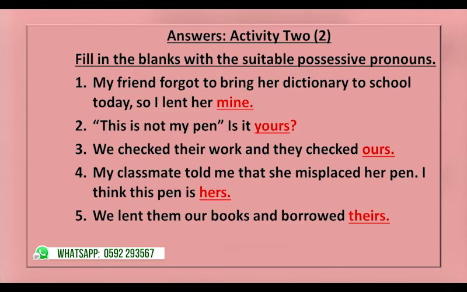We checked their work and they checked ours. The word ours is a possessive pronoun. My classmate told me that she misplaced her pen. I think this pen is hers. It belongs to somebody. Hers. Good. We lent them our books and borrowed theirs. So again, when we have words such as mine, yours, ours, hers, theirs, all these are examples of possessive pronouns.